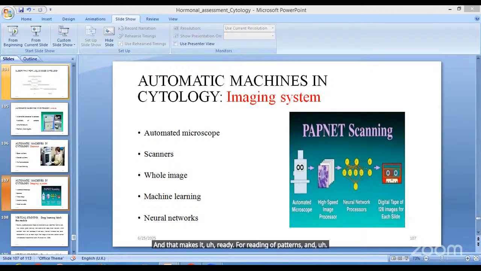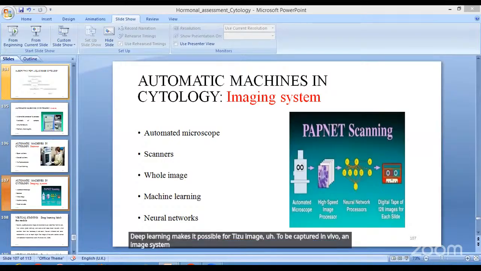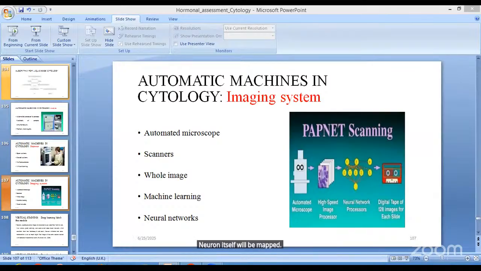And deep learning makes it possible for tissue images to be captured in vivo by an imaging system. We send this to a neural network. The neural network will map, we map all those images and put them in memory.